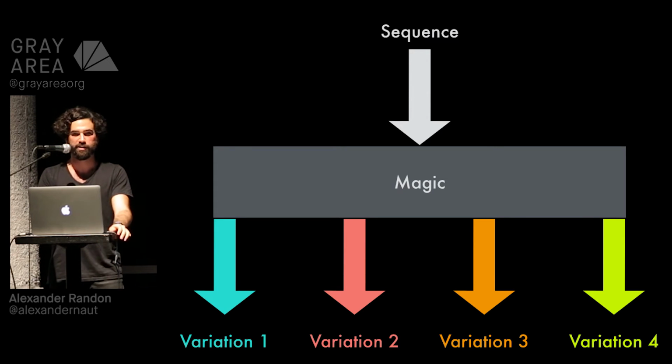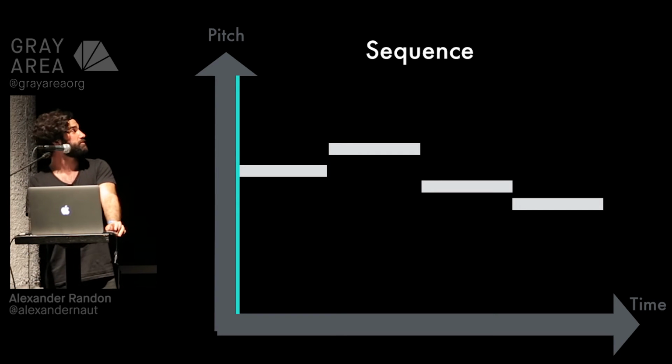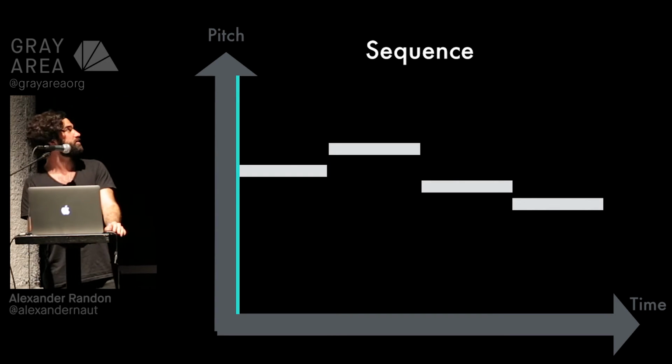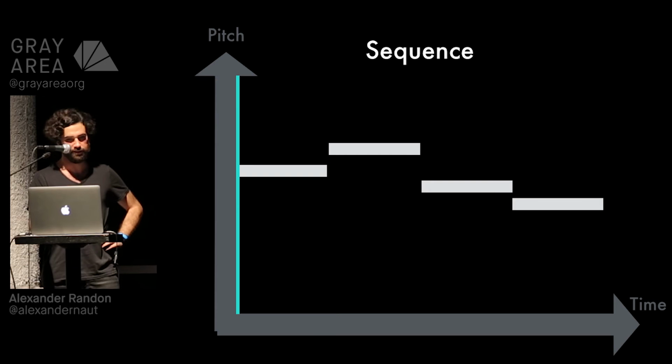First I want to describe what I mean by a note sequence. These white notes are a note sequence, and on the x-axis you have time, and on the y-axis you have pitch. And you have this other thing called a playhead, which moves left to right, and when it passes a note, it plays the note.